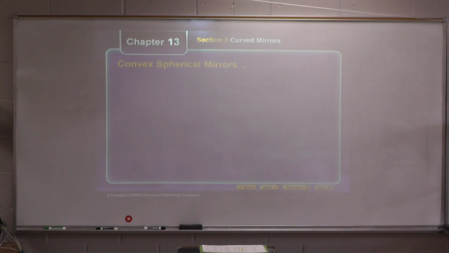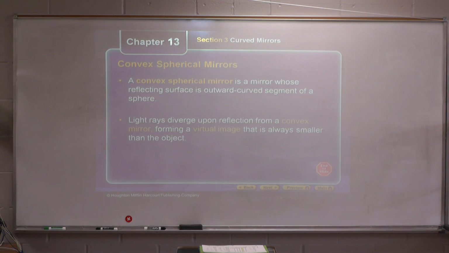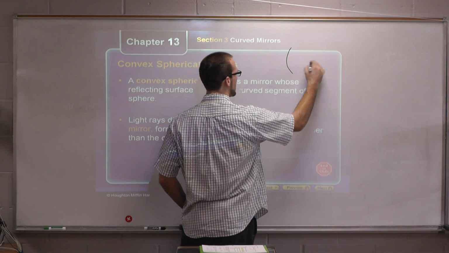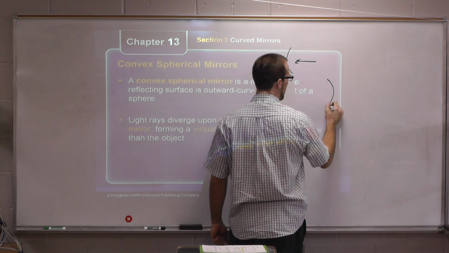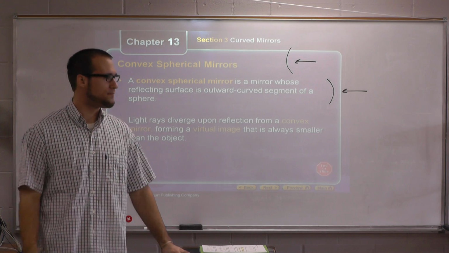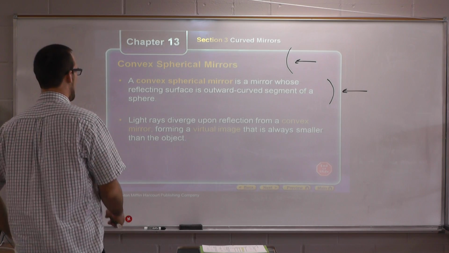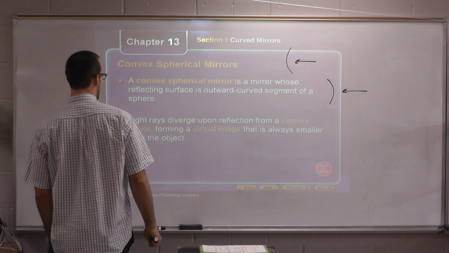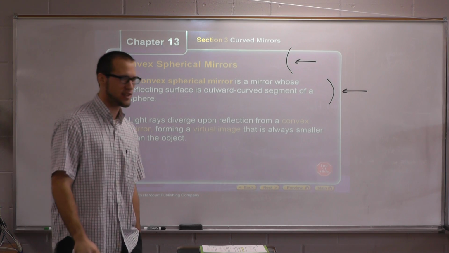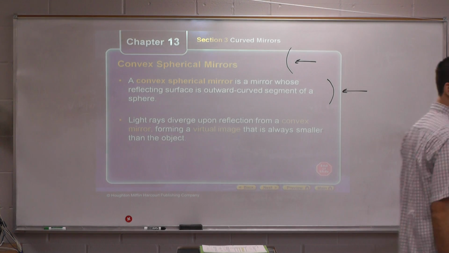Alright, so we talked about concave mirror. Now we're going to talk about convex. Concave, light comes towards the cave. Convex, opposite. So they give you the physics definition. It's the mirror whose reflecting surface is an outward curved bulge, essentially. Okay? Examples of this. Car mirrors.